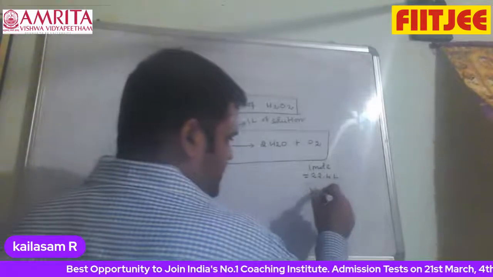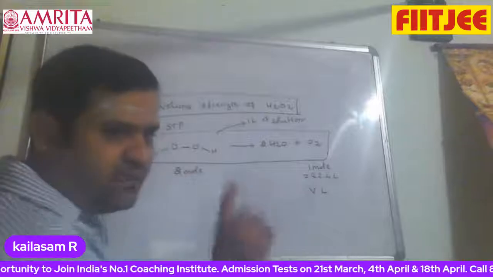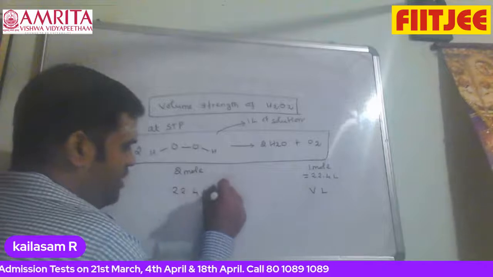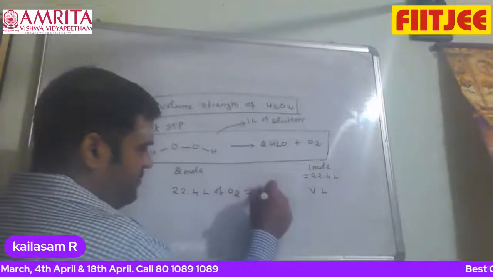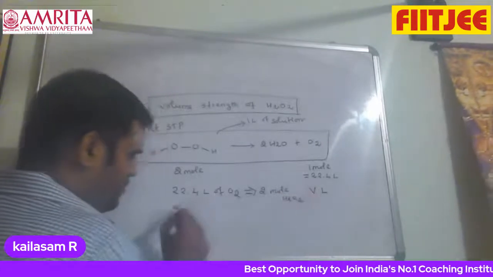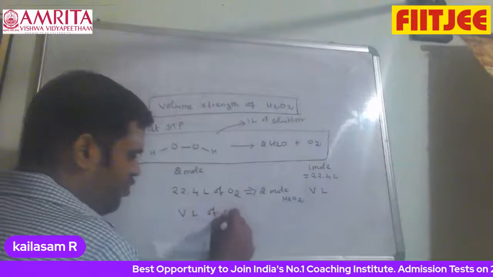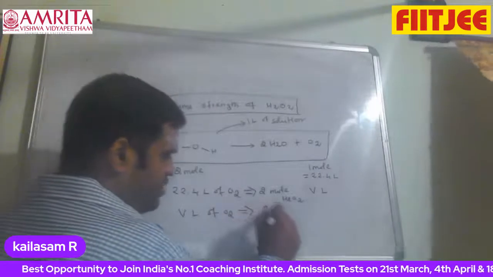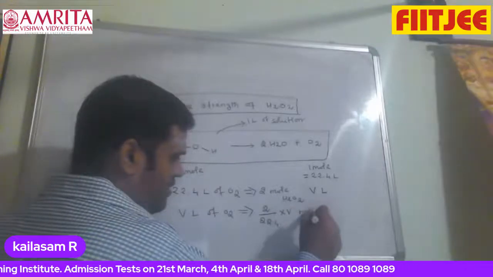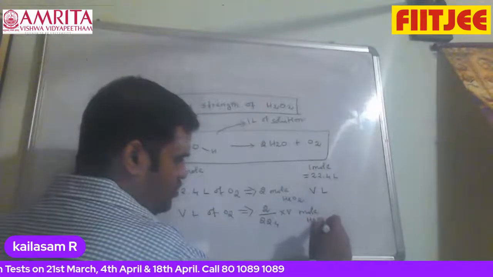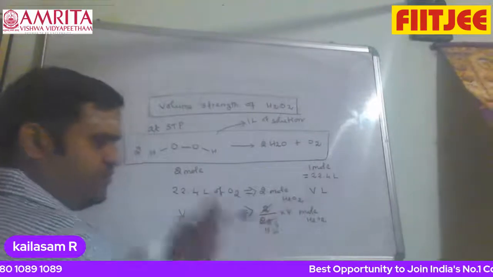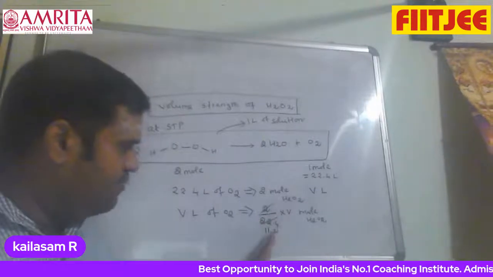Suppose V liter of oxygen gas is obtained, from how many moles? I told you that 22.4 liter of O2 is obtained from 2 mole of hydrogen peroxide. So V liter of O2 is obtained from 2 divided by 22.4 into V mole of H2O2. Now I simplify this, and I get V divided by 11.2 mole of H2O2.